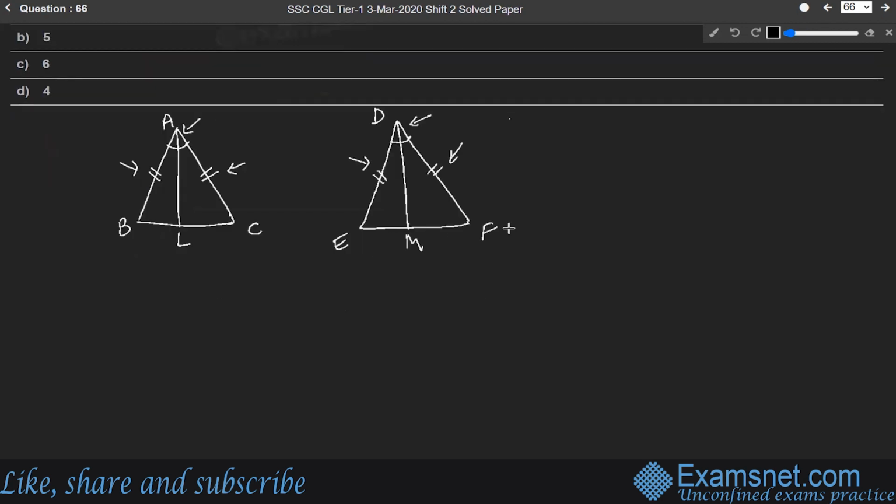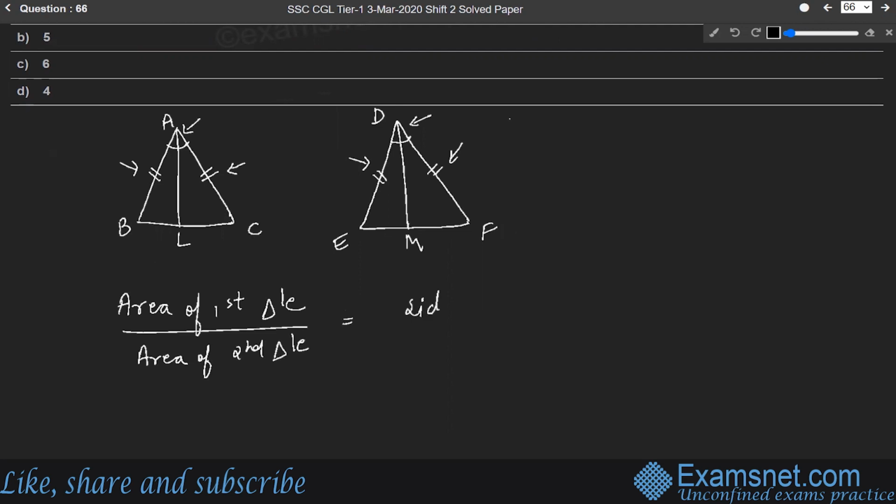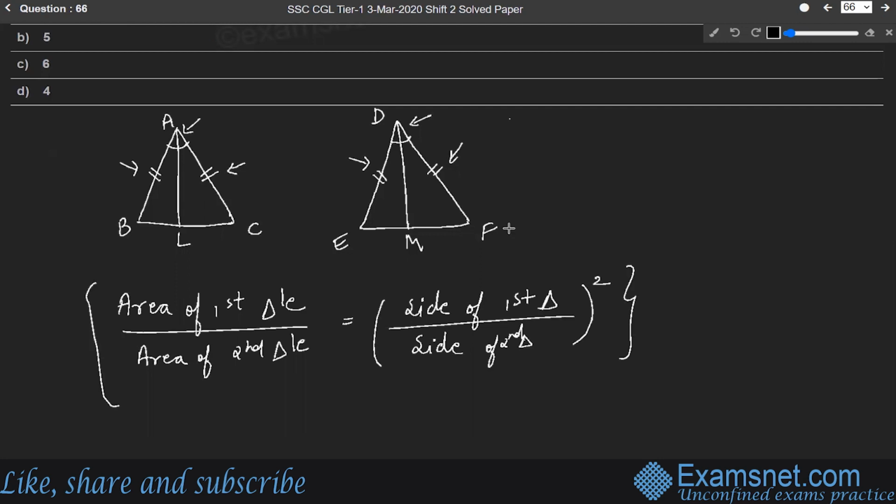When two triangles are similar, in this case, area of first triangle divided by area of second triangle is equal to side of first triangle divided by side of second triangle, whole square. So this is the basic form which we will use here when we have two similar triangles. Why are the triangles similar? Because their corresponding angles are equal and their corresponding sides are equal.